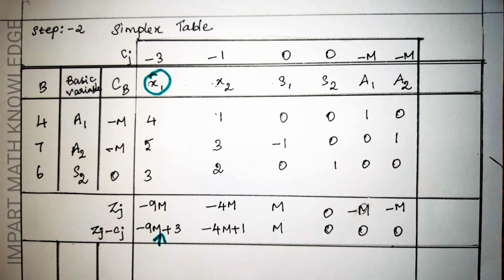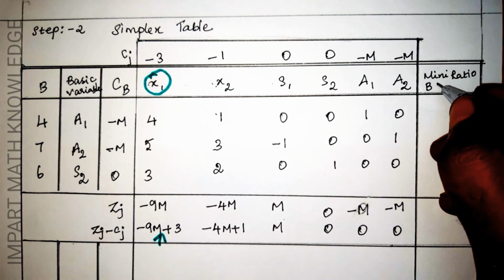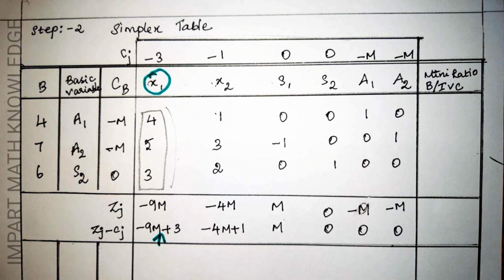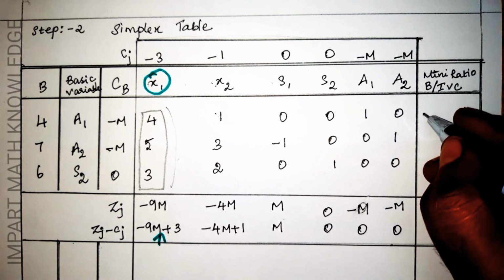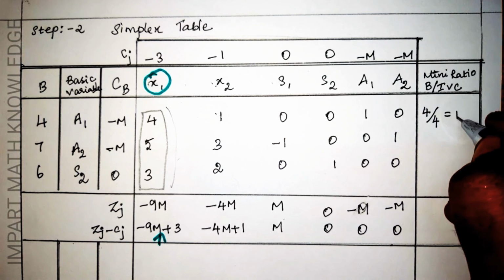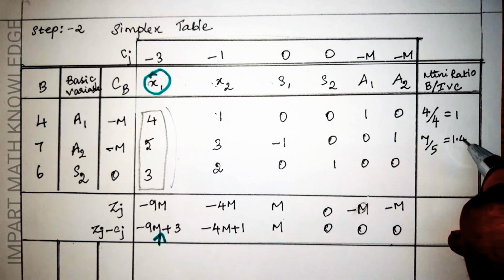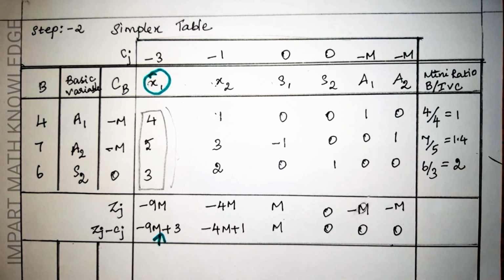We have to find the outgoing variable. For that we have to find the minimum ratio. For finding the minimum ratio, divide the constants by the incoming variable column. This is your incoming variable column. That is 4 divided by 4, which is equal to 1. The next one is 7 divided by 5, that is 1.4. The next one is 6 divided by 3, that is 2.